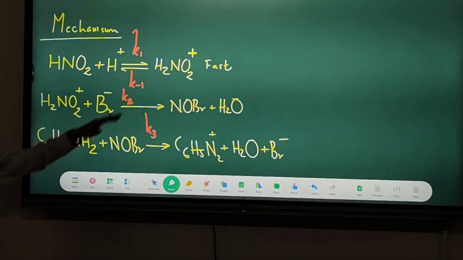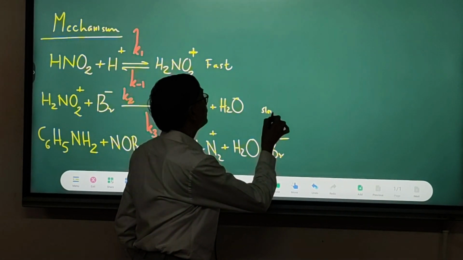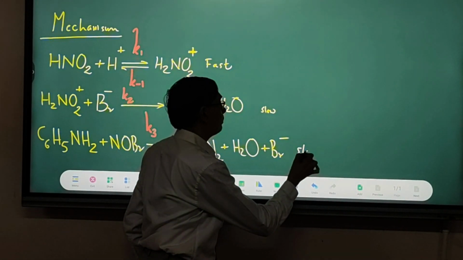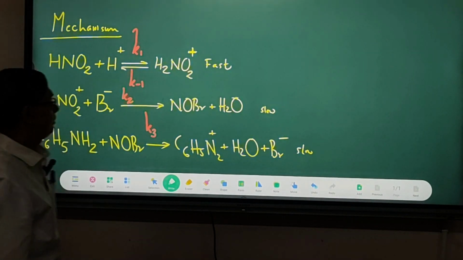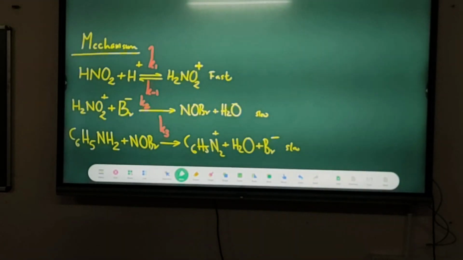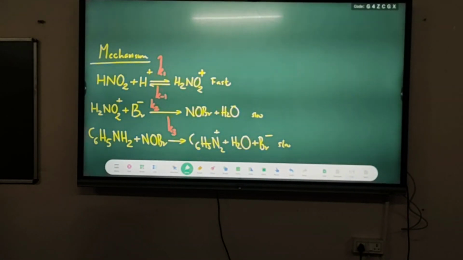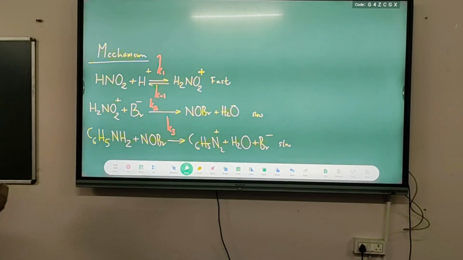And definitely this is a first step, so it is also a slow step, and this is also a slow step. Now what is the importance of this reaction? Because here there is more than one intermediate.